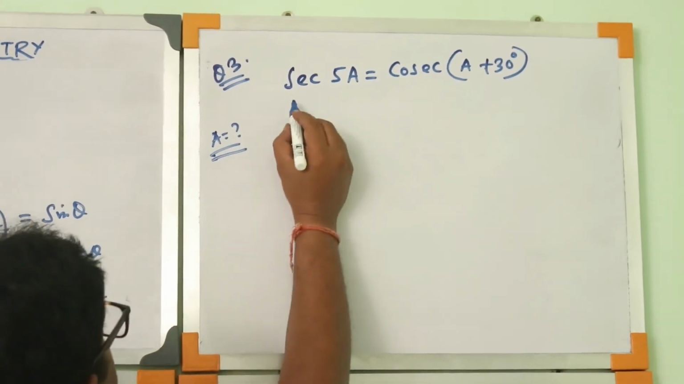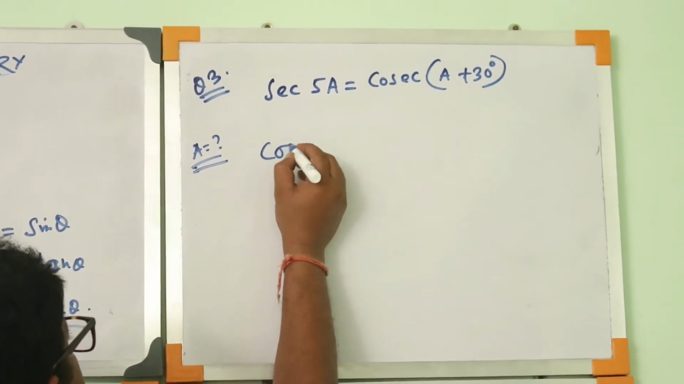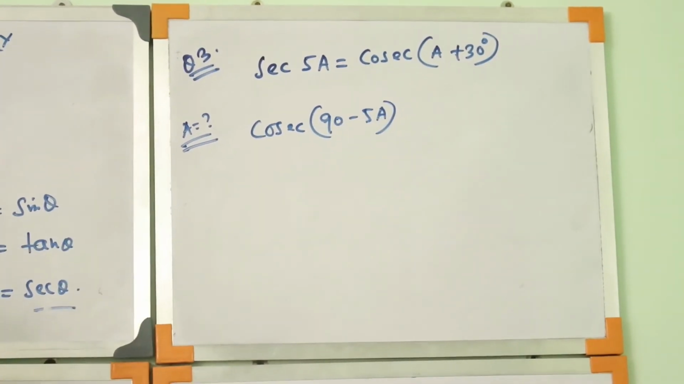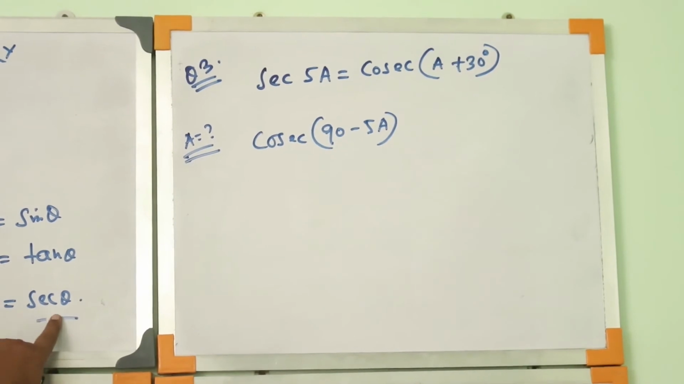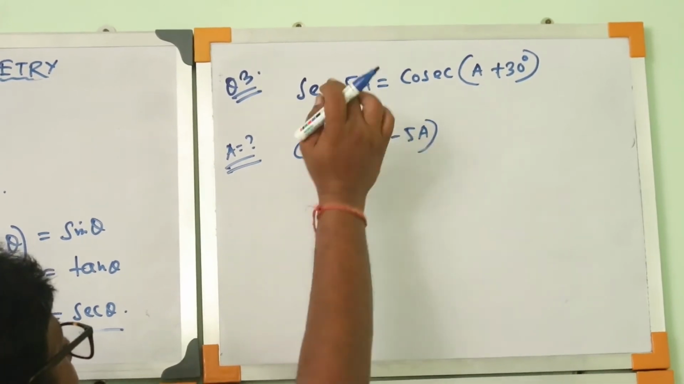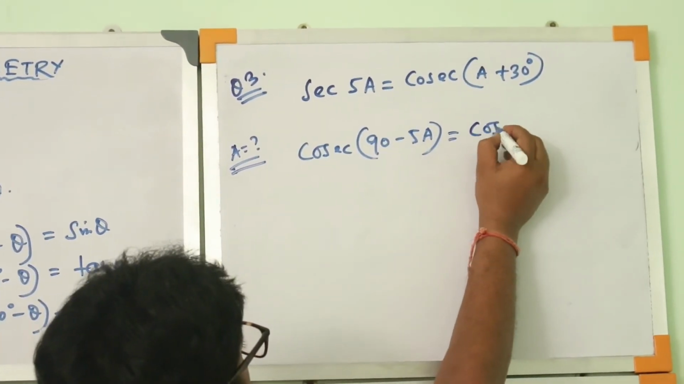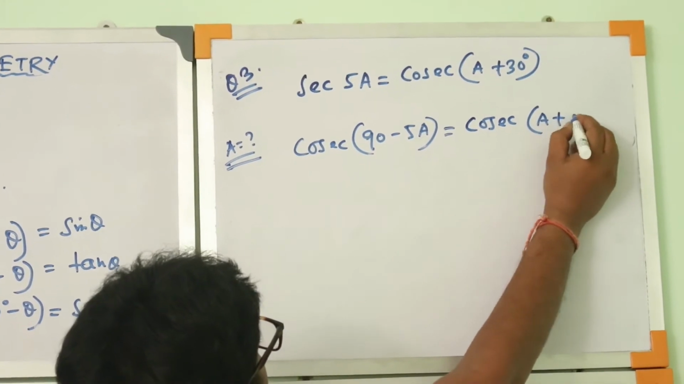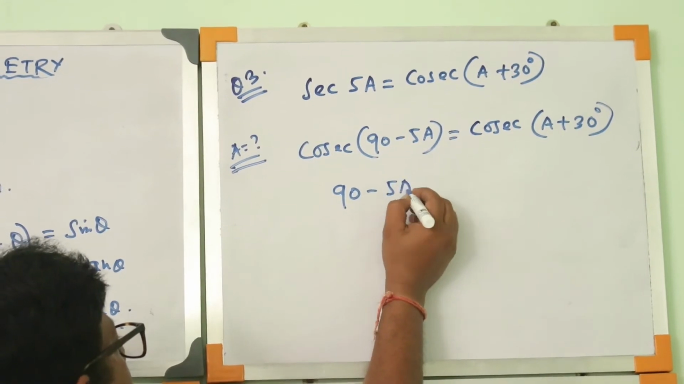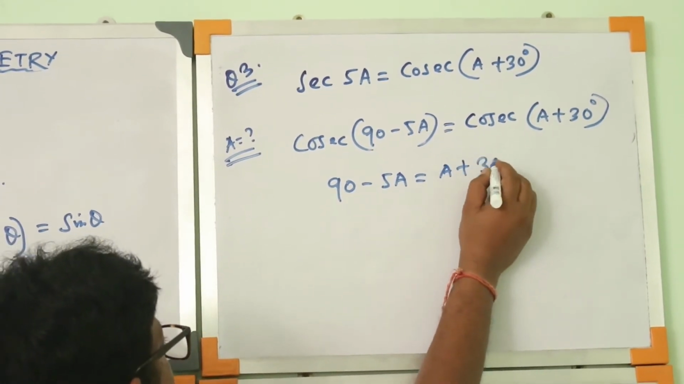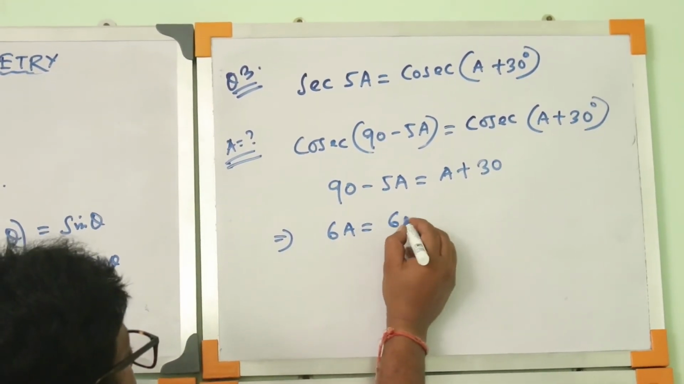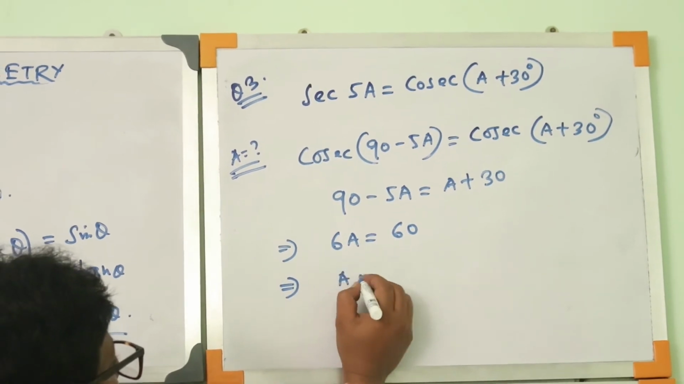So we can write sec 5a is equal to cosec 90 minus 5a, because cosec 90 minus theta is equal to sec theta, theta is equal to 5a. This will be equal to cosec a plus 30. So we can write 90 minus 5a is equal to a plus 30. So we can write 6a is equal to 60. a is equal to 10.